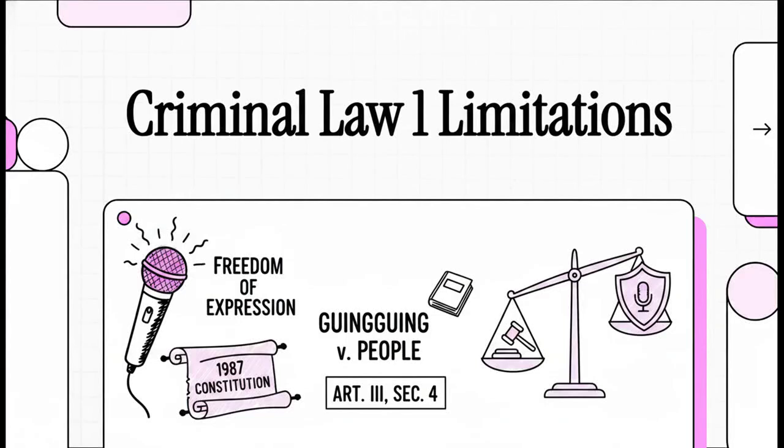Welcome to This Explainer. Today, we're diving into a massive concept for your Criminal Law 1 class: how constitutional rights literally build a wall around the state's power to punish. We're zeroing in on Module 1, specifically the constitutional limitations on criminal law. We'll be looking directly at the freedom of expression under Article 3, Section 4 of the 1987 Constitution. And to really ground this theory, we're going to unpack the landmark case of Guingguing versus People. Let's get right into it.